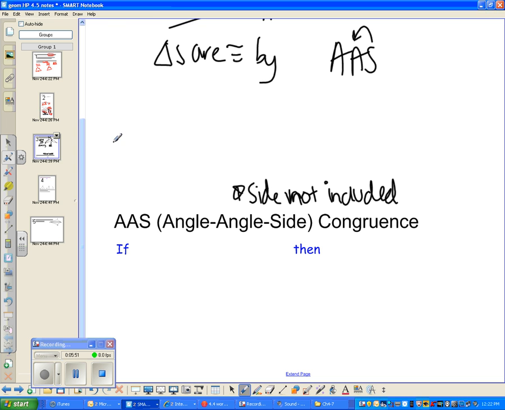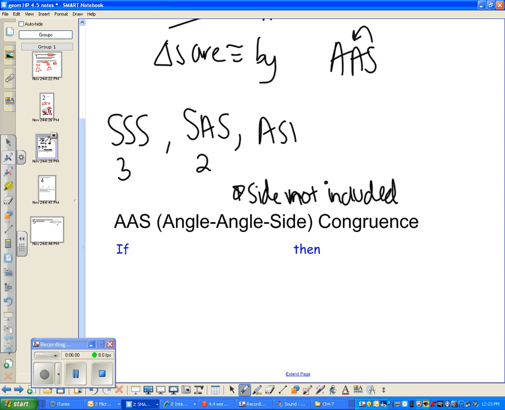All right. So remember, to recap, we already know about SSS. We know about SAS. So this is 3 sides are congruent, 2 sides are congruent. We know that ASA works. That's 1 side that is congruent, right? 1 set of sides. And we know AAS. That's another. Only 1 set of sides are congruent.